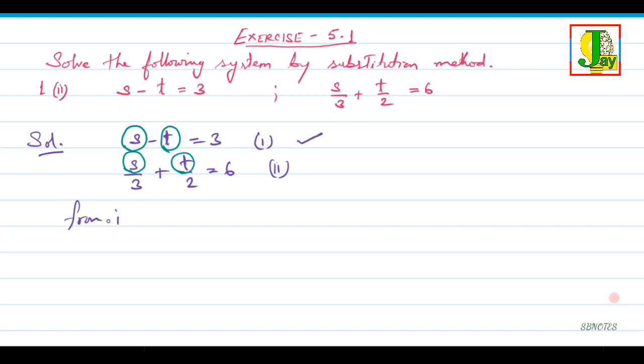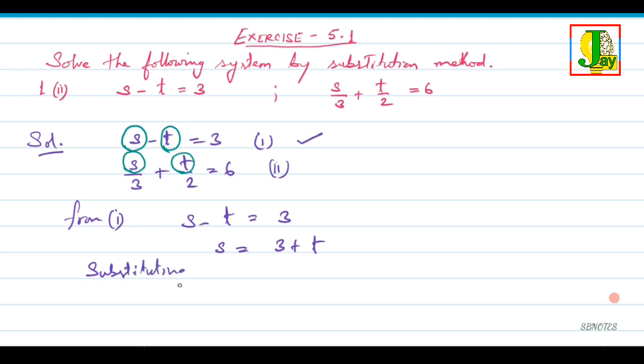So from 1 we have s minus t equals 3. And what is the next step? We are going to solve for one of the variables, either s or t. It's better to move minus t, so we can write s equals 3 plus t, or t plus 3, whatever you want to write. Now we have got the value of the variable in terms of the other. Next step is to substitute this value.